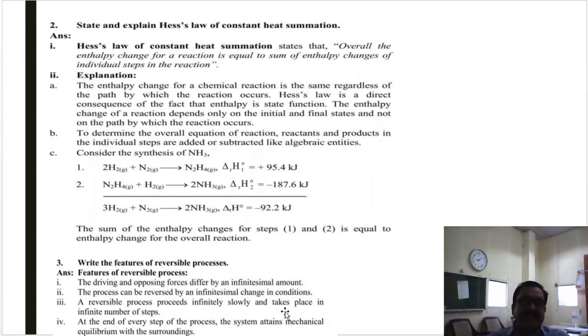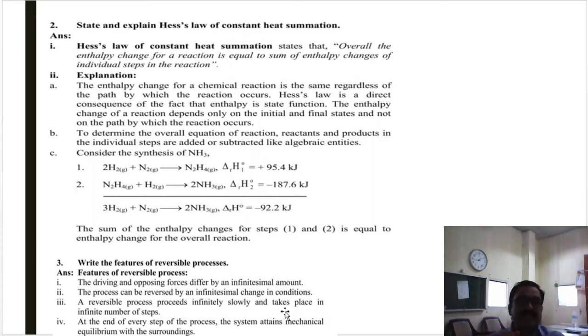Then the next feature: a reversible process proceeds infinitesimally slowly. That is, the reversible process is a slow process, and it takes an infinite time to complete. That is, reversible processes are slow processes. It contains a number of infinitesimally small steps.